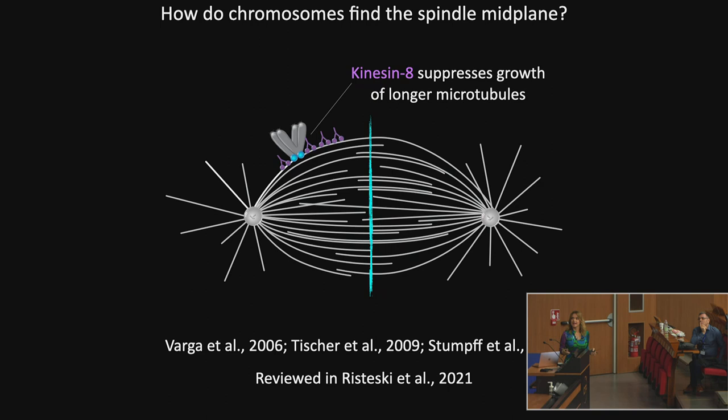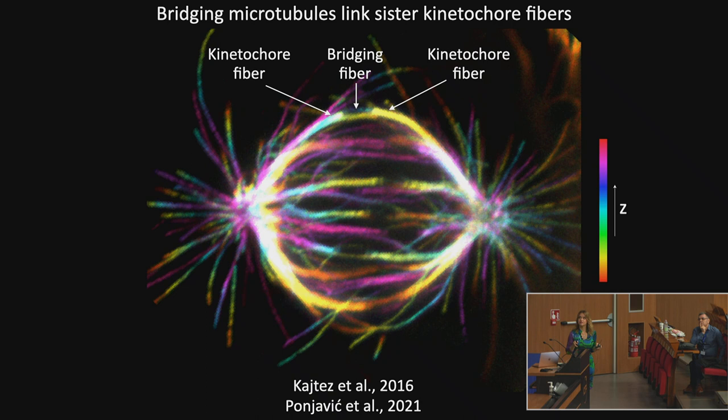But this is not the whole story, because the chromosome is not attached only to one microtubule on one side and one microtubule on the other side, but there are also other microtubules in the vicinity for which we thought that they must exert some force on the chromosome and influence its behavior. So we called these microtubules bridging microtubules, because here you see one kinetochore fiber, the other kinetochore fiber. Kinetochores would be here. And there is this microtubule here that we call the bridging fiber because it looks like a bridge between sister kinetochore fibers.